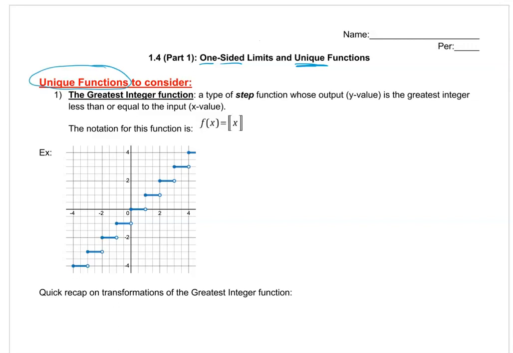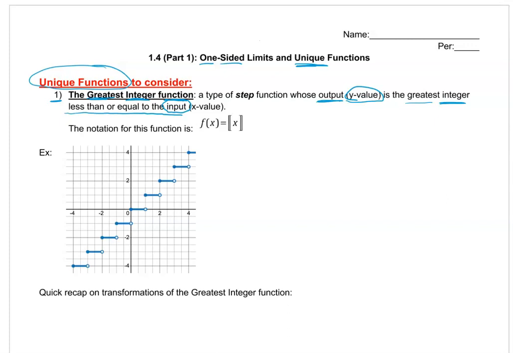The first one I want to revisit that you may or may not have seen in the past is called the greatest integer function. This is the function whose output, so it's important that we understand that the y value of this function, the value that comes out, is always an integer. Okay, it's always a whole number, and it's the greatest integer that was less than or equal to whatever the input was. So the input could be any kind of number.